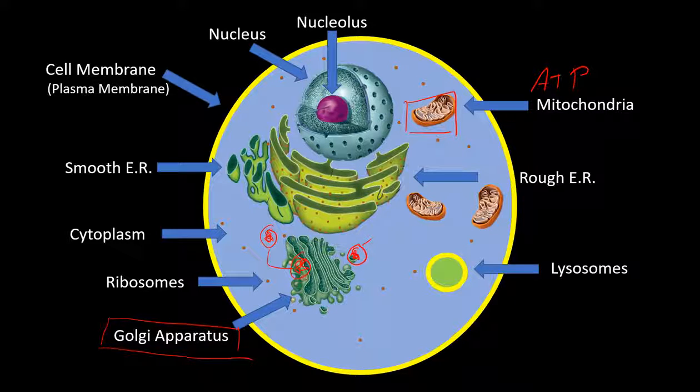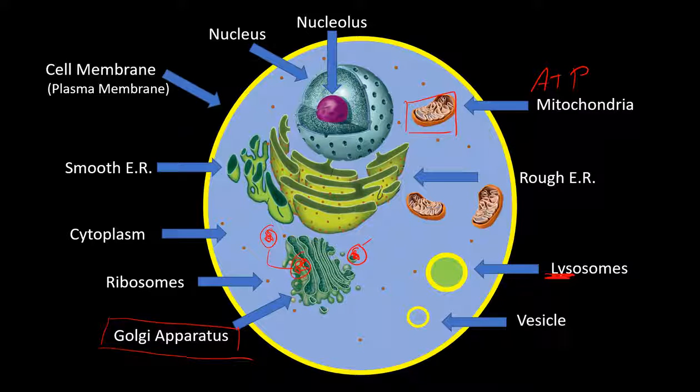Next we have lysosomes, and that prefix lys means to split or break apart. So a lysosome is going to break down, it's going to split or break apart either bacteria or viruses, or it could split or break apart cell organelles that aren't working properly. So it could consume those organelles, break them down, and then recycle their parts.